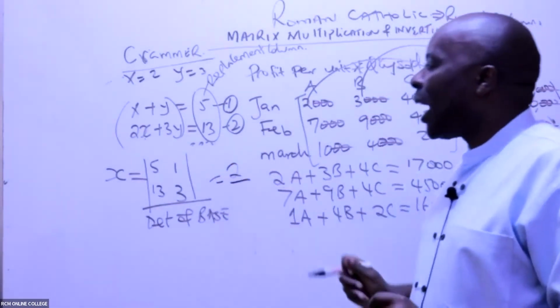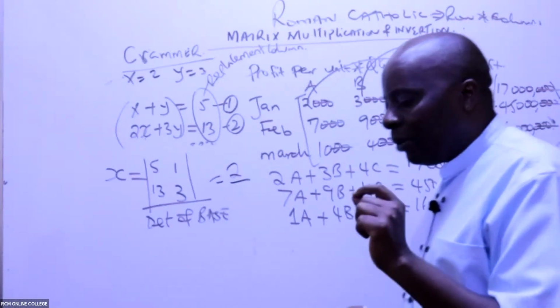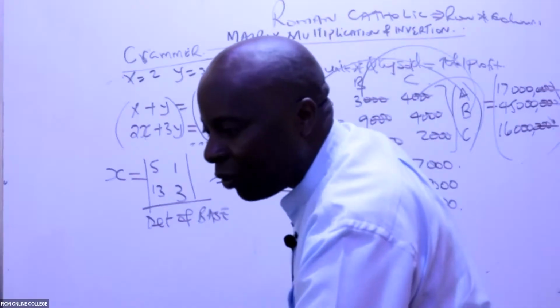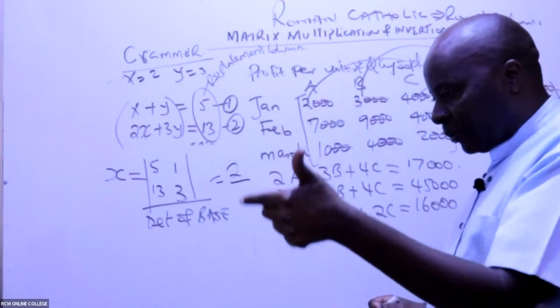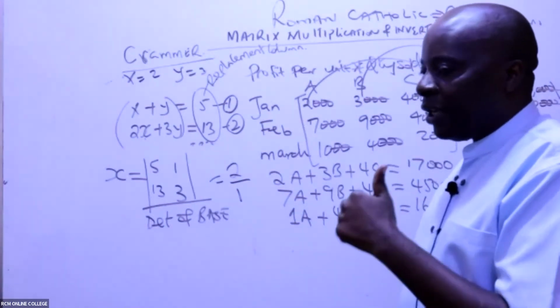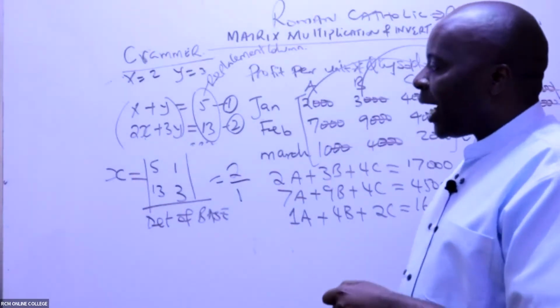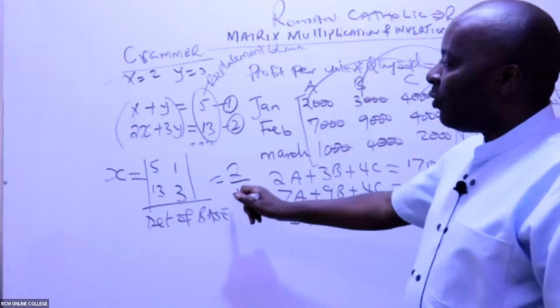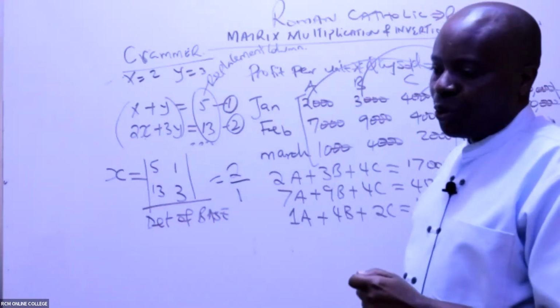Divide by, are we able to remember the determinant of the base? Can somebody remind me what the determinant of the base was? We found this earlier on. The determinant of the base was 1. So 2 divided by 1 gives me what figure? At the end of the day, the value of x is 2.